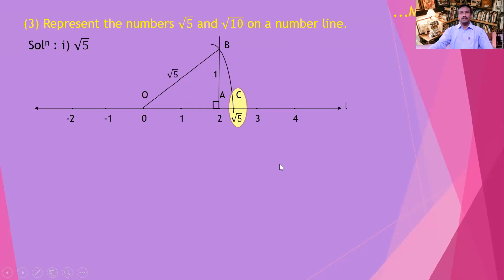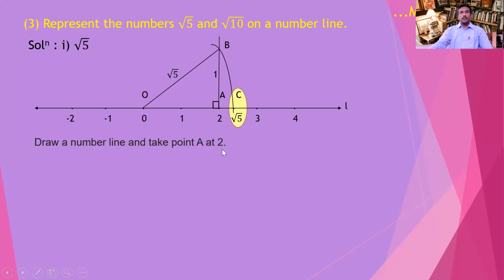This is the figure. How can we draw this figure using the given steps? The first step is to draw a number line and take point A at 2. First of all, you have to draw a number line L, suppose. Take point A at 2, because the square of 2 is 4 and the square of 3 is 9, and root 5 is in between 2 and 3.